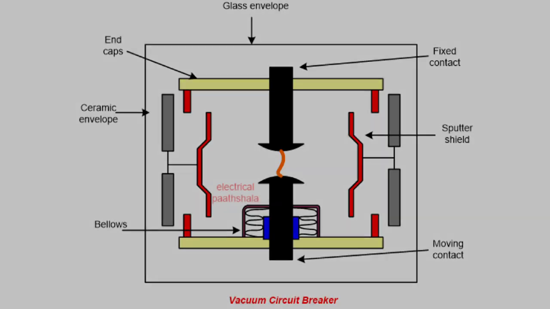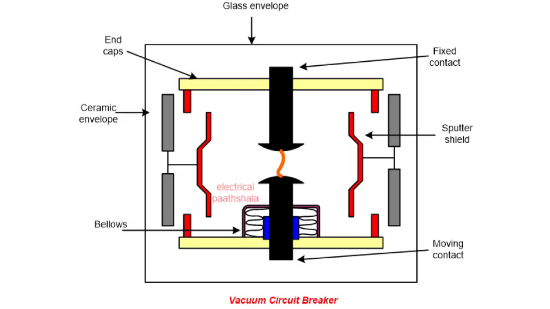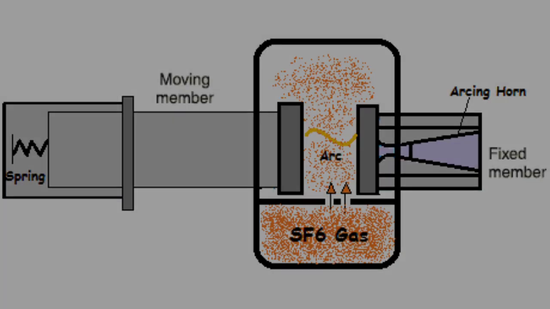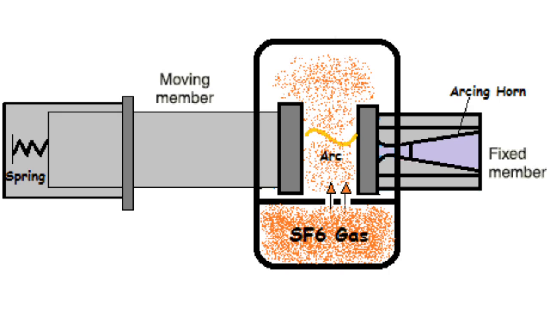3. Vacuum. Vacuum is an excellent arc extinction medium, particularly for high-voltage applications. The vacuum environment helps to extinguish the arc quickly and efficiently. Lastly, SF6, sulfur hexafluoride. It is a gaseous arc extinction medium that is commonly used in high-voltage circuit breakers. SF6 has excellent arc extinction properties and is widely used in gas-insulated switchgear (GIS).